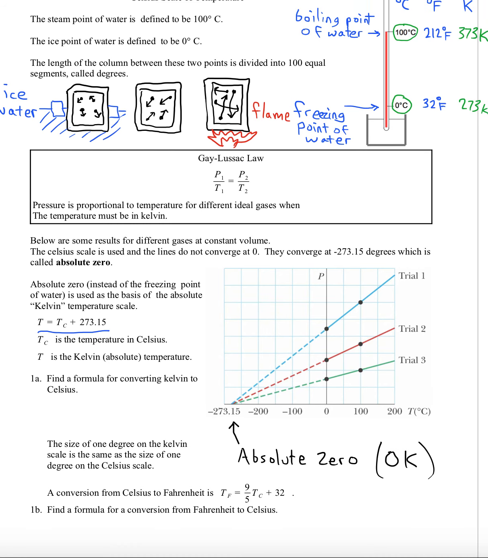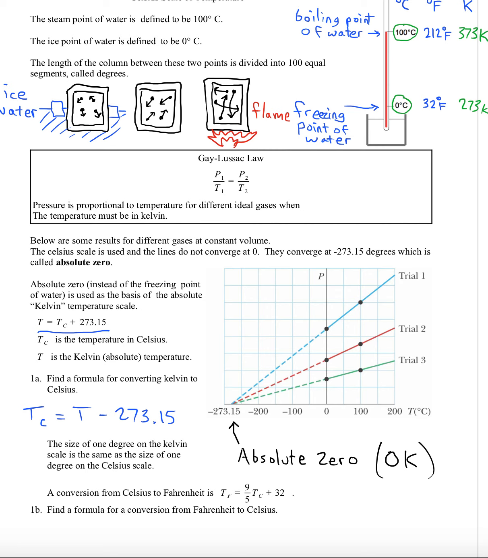Now let's find a formula for converting Kelvin back to Celsius. Well, what would you do with that 273 Kelvin if you want to get back to a Celsius temperature of 0? You'd subtract. And that's the formula. The temperature in Celsius is the temperature in Kelvin minus 273.15.